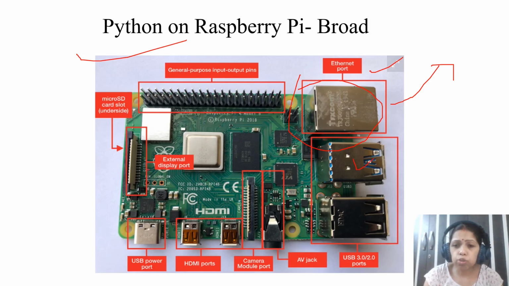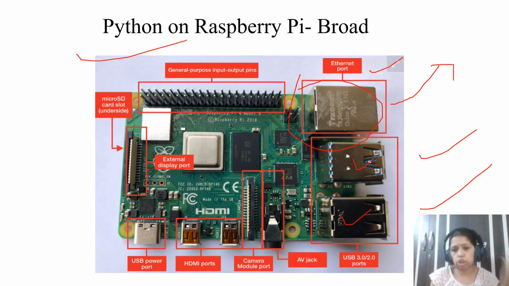So these are the two USB ports. These are used if you want to connect the keyboard and mouse. If you want to use the Raspberry Pi as a computer, you need the keyboard and mouse also, and a monitor. Okay, so keyboard and mouse you can connect through these USB ports.